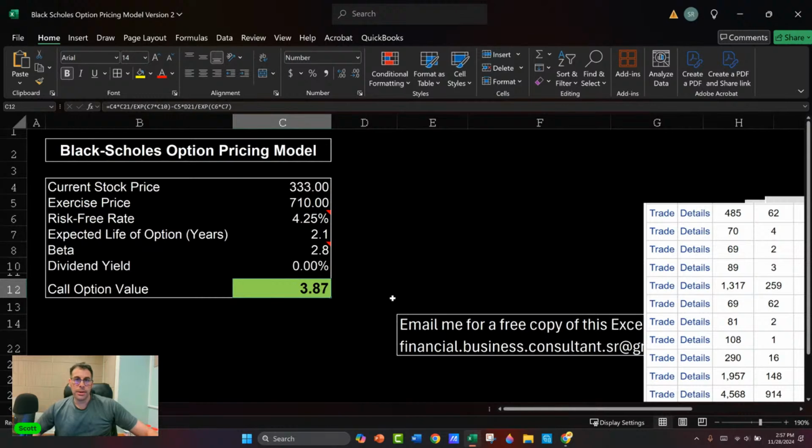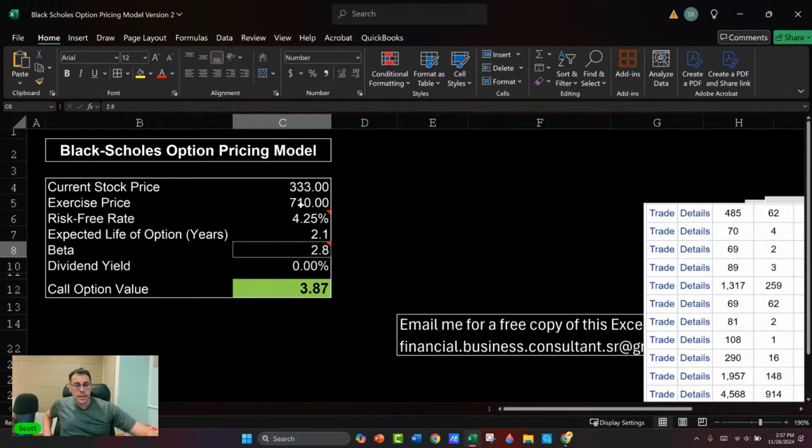It's a pretty, I guess, straightforward Black-Scholes model. I mean, it's kind of like a DCF. It's all the same. There's some slight nuances to these models, but they pretty much follow the same type of formula.